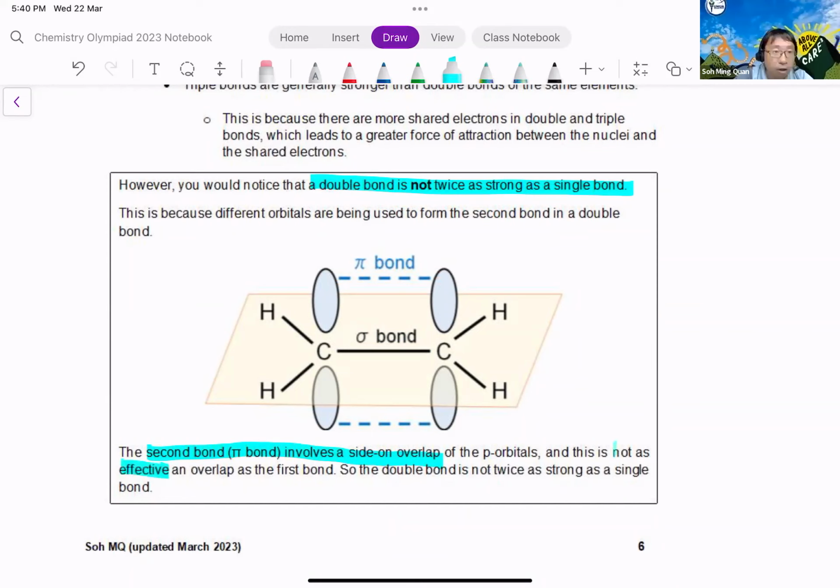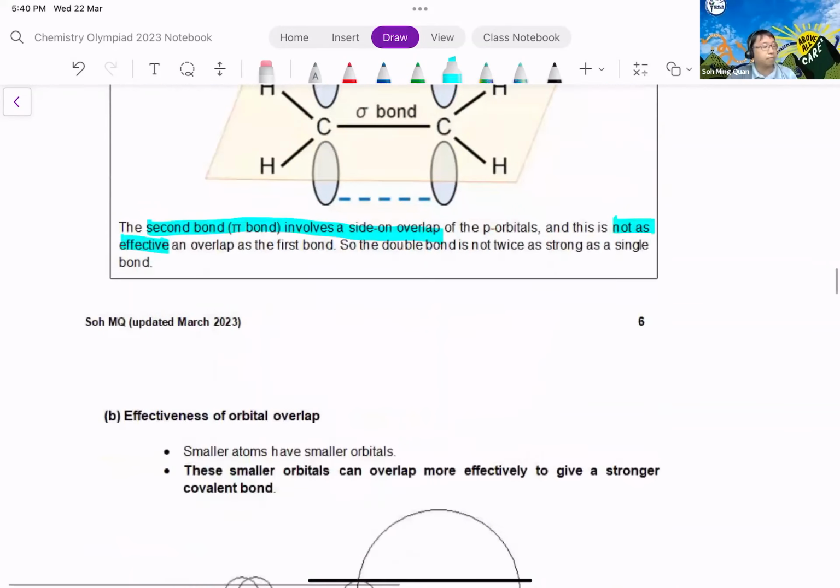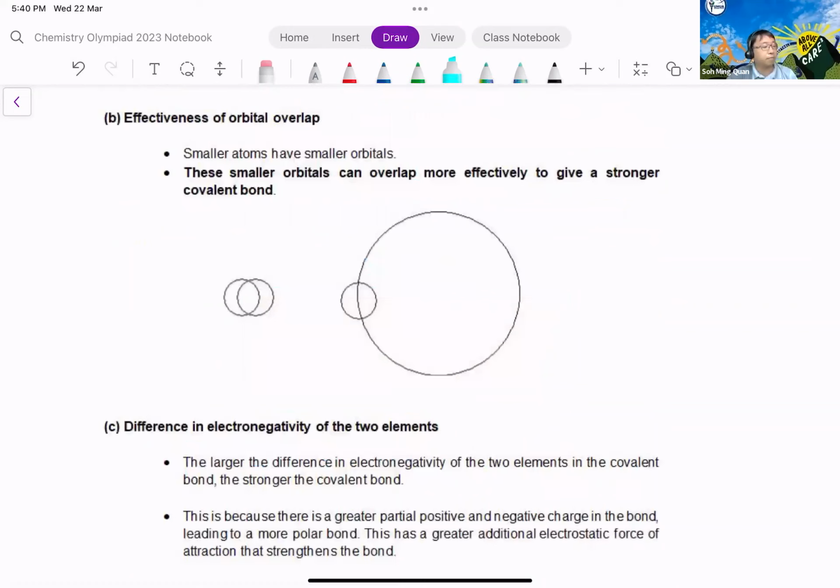Okay, moving on, next, effectiveness of orbital overlap. Smaller atoms have smaller orbitals. That's the first thing. How do I know an atom is smaller? Look at the period.